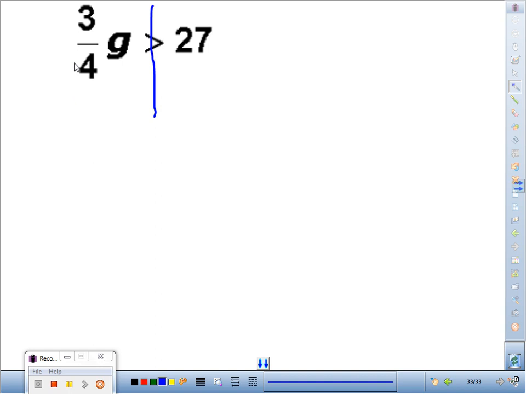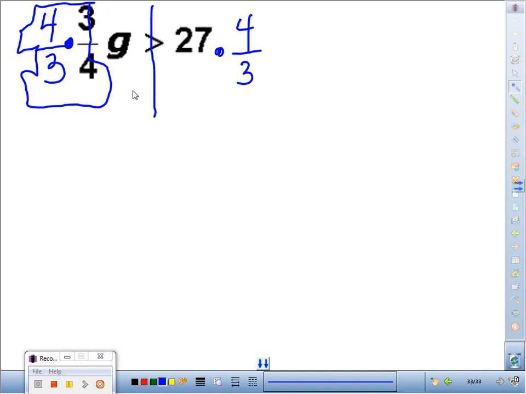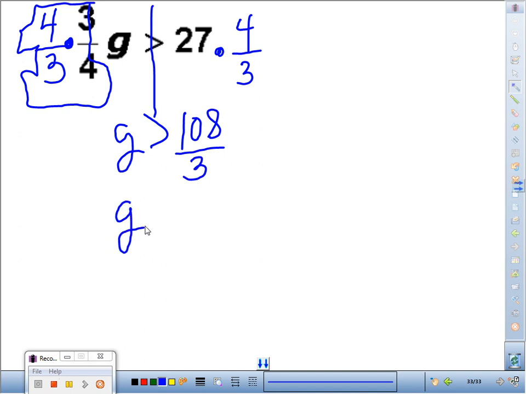Divide by 3/4, which is the same as multiplying by the reciprocal, 4/3. Multiply by 4/3. This becomes a giant 1. So we're left with g greater than 108/3. Therefore, g is greater than 36. Hands up if you got that.